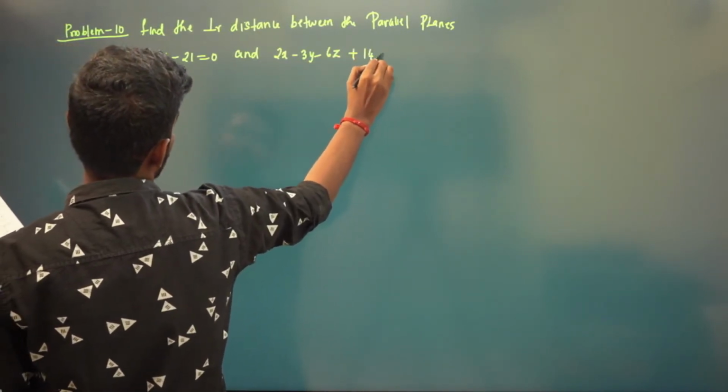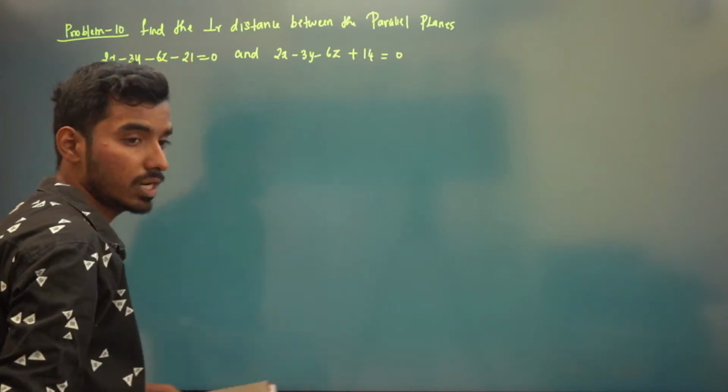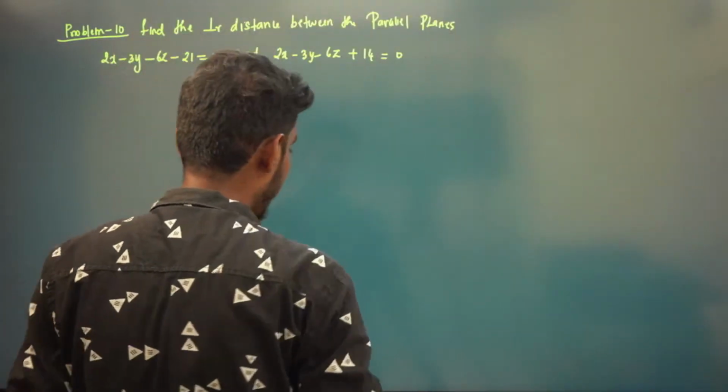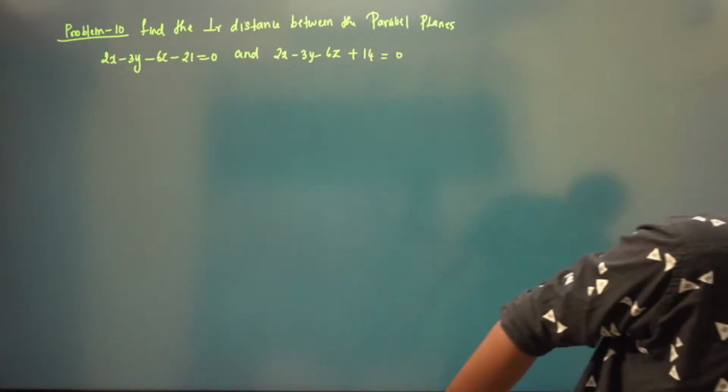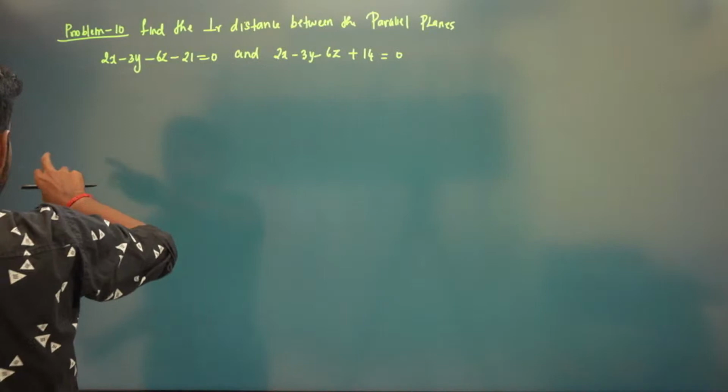See, for parallel planes, these have to be the same. Only the constant should differ, right? Because it is parallel, only the plus lambda will change. So we need to find the distance between two parallel planes. So we know the formula, just apply the formula. That's it. What is the formula?